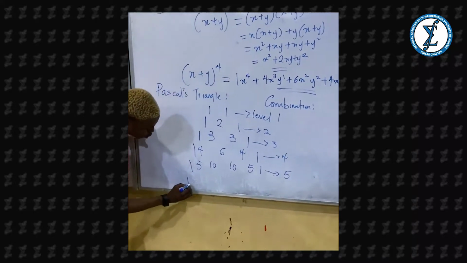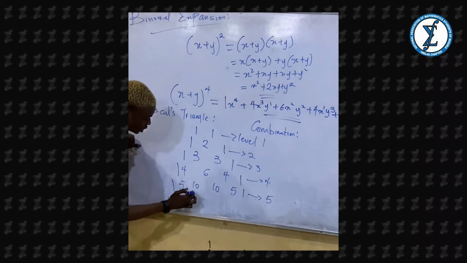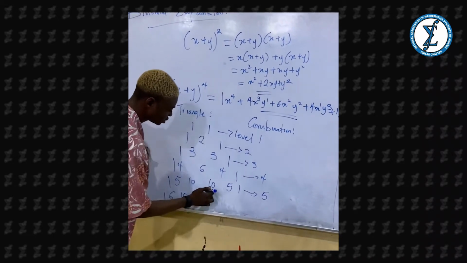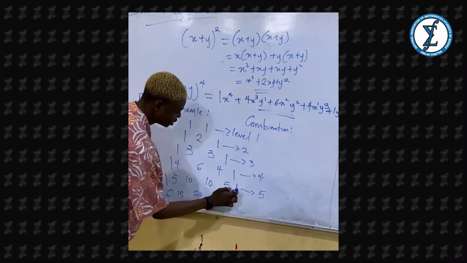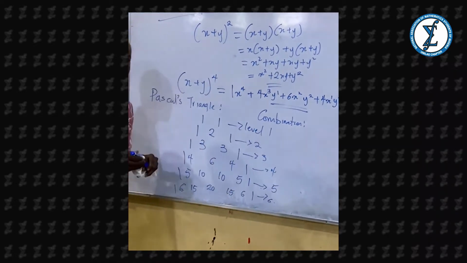Continue that way, open with 1, 1 plus 5, 6, 5 plus 10, 15, 10 plus 10, 20, 10 plus 5, 15, 5 plus 1, 6, close with 1, then we have our level 6.